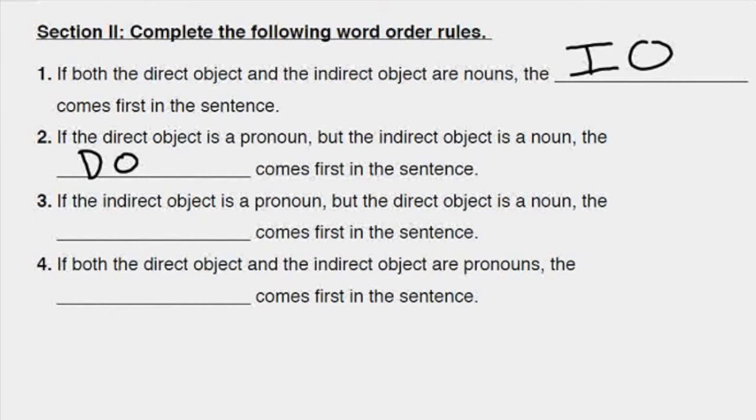If the indirect object is a pronoun, but the direct object is a noun, the indirect object comes first. We'll just put here IO. Now if both the direct object and the indirect object are pronouns, the direct object comes first. So now we can see that we have two instances where each one would come first. The indirect object comes first if both are nouns, and the indirect object will also come first if only the indirect object is a pronoun. The direct object comes first if both are pronouns or only the direct object is a pronoun.